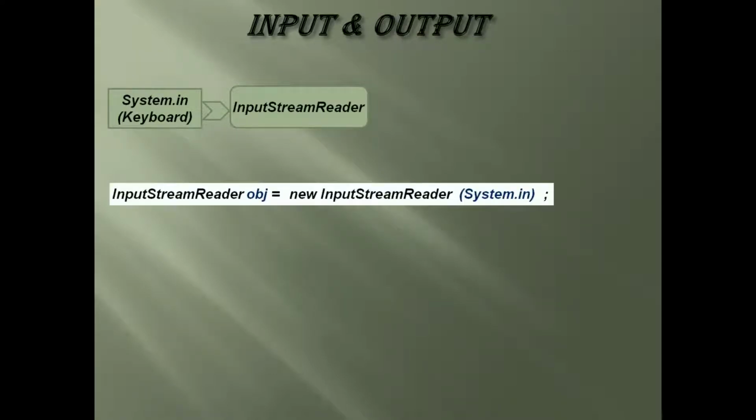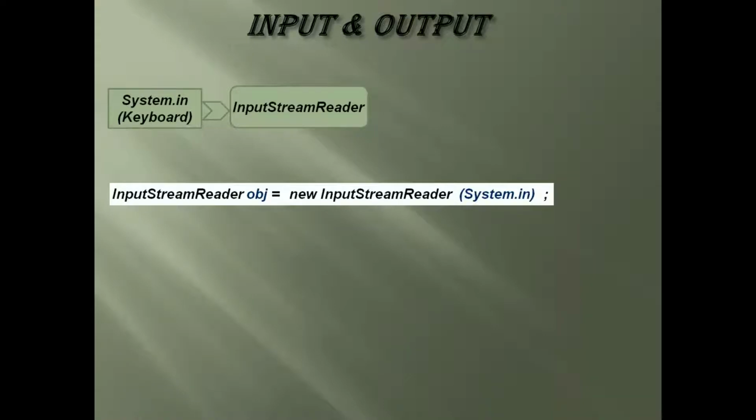Okay. So first we need to connect the keyboard to an input stream object. Here we can use InputStreamReader that can read the data from the keyboard. So in this statement we are creating an InputStreamReader object and connecting the keyboard, that is System.in, to it. Now our data reaches the InputStreamReader.